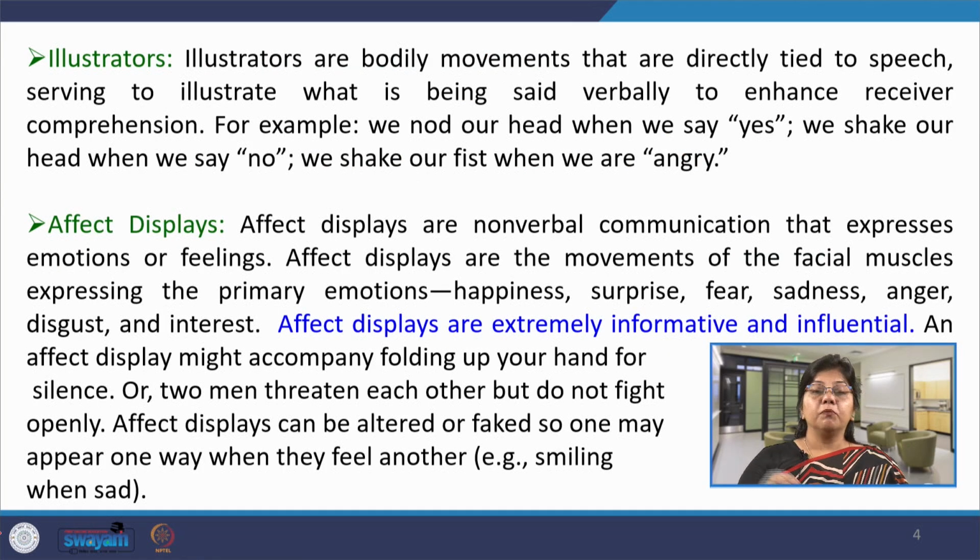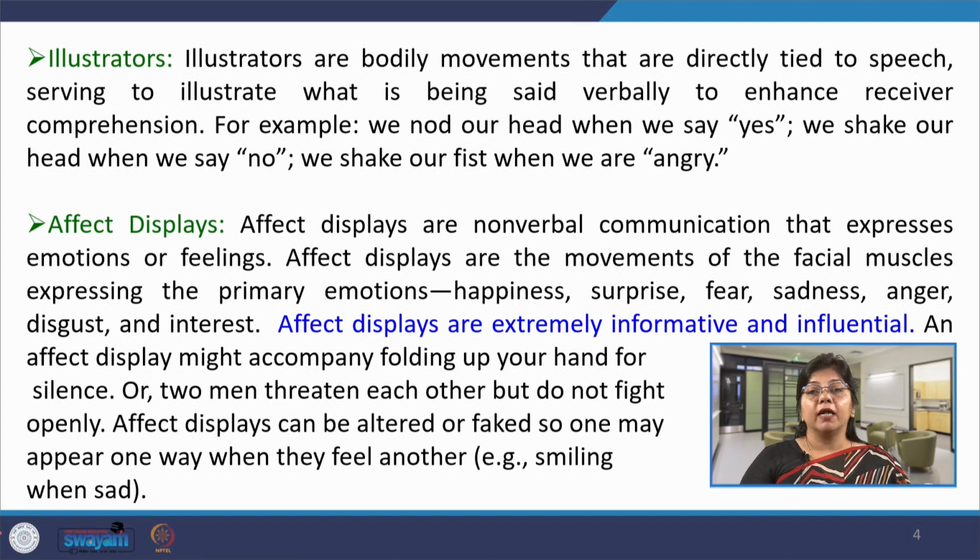Illustrators. These are the bodily movements that are directly tied to speech, serving to illustrate what is being said verbally to enhance receiver comprehension. For example, we nod our head when we say yes, we shake our head when we say no, and we shake our fist when we are angry. So, illustrators are about verbal and non-verbal communication together: when two people are communicating, apart from words they also use body movements to convey a strong message to the other person.